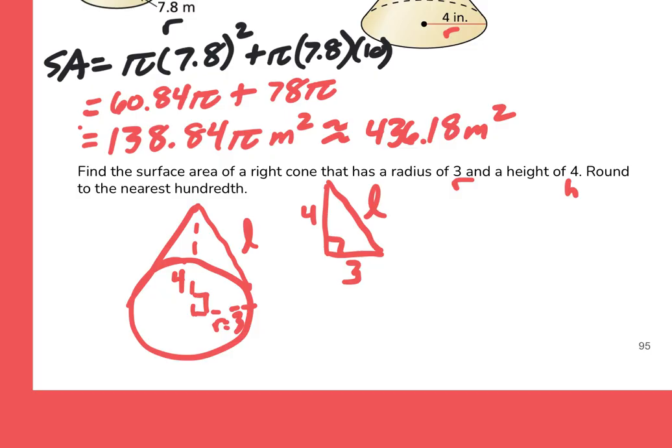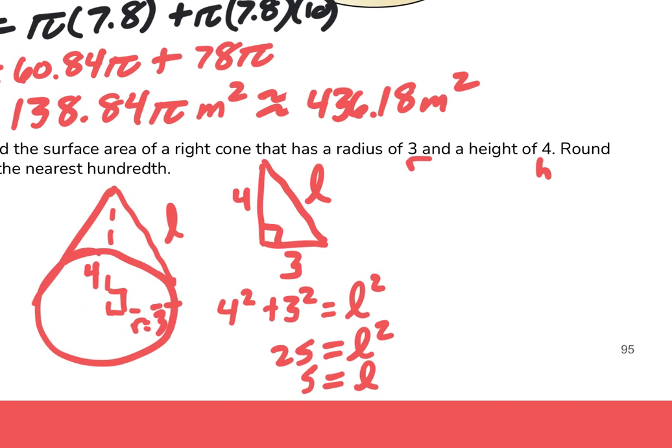So over here I can do 4 squared plus 3 squared equals L squared. So this would be 16 plus 9, which is 25. So my slant height is 5. You won't always get a nice whole number for your slant height, okay, but in this case we do.